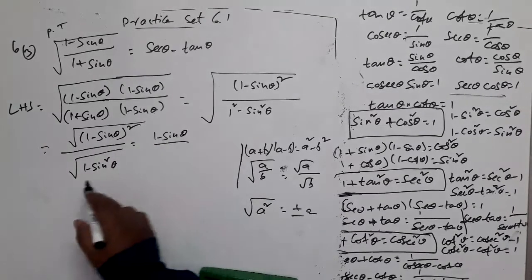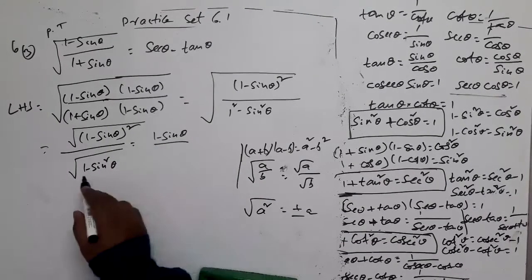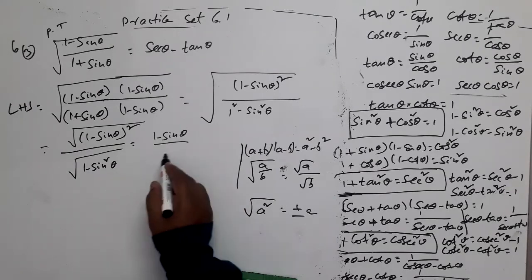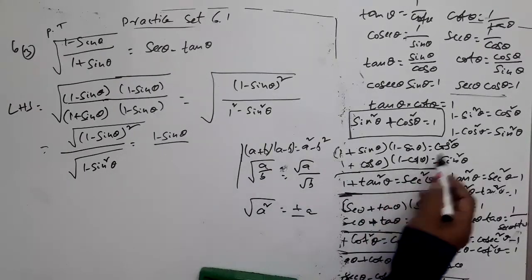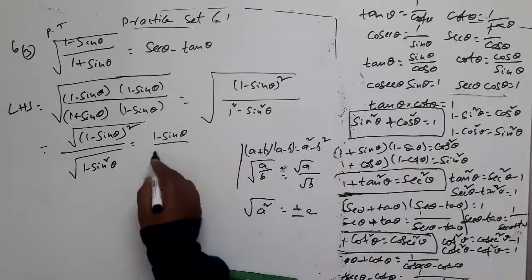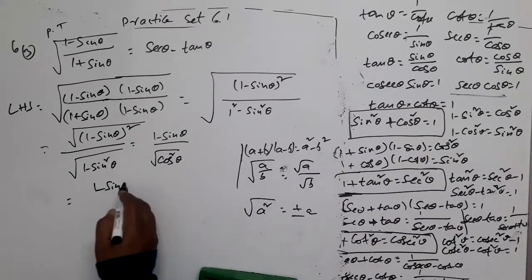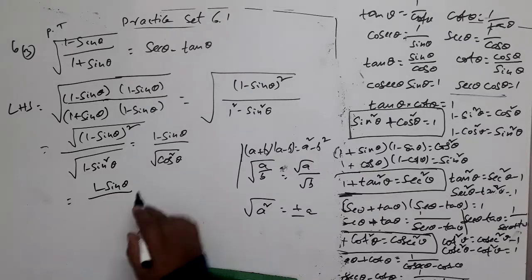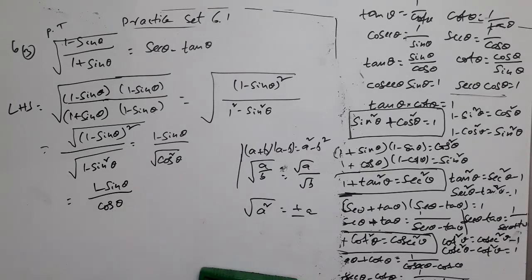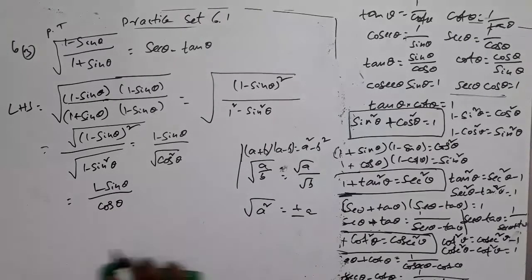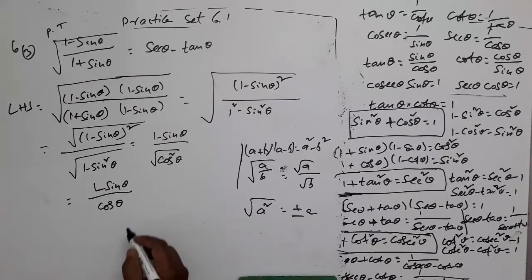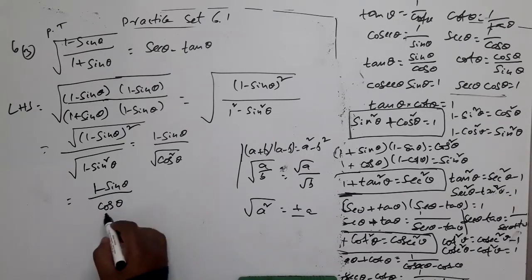Upon, in the denominator, this is square root of 1 minus sine square theta. What is 1 minus sine square theta? You can replace that by cos square theta. So this is 1 minus sine theta by root of cos square theta. Again, same thing, I can write it as cos theta directly, not minus cos theta. Why? Cos theta is considered to be positive, because theta is considered to be less than 90 degrees and greater than 0.